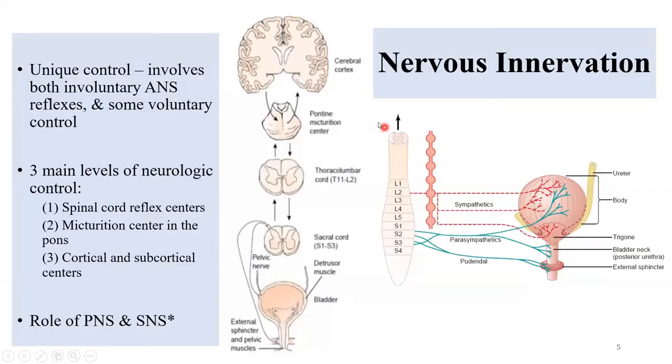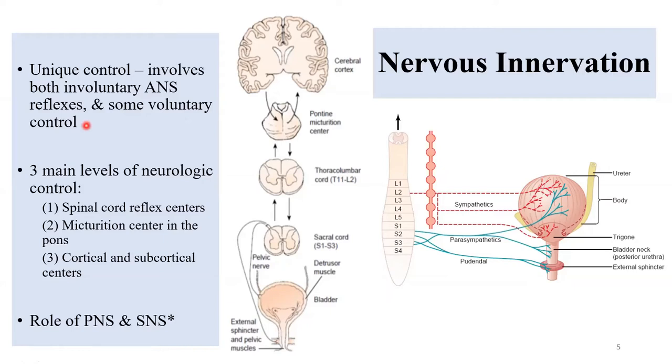Now we talk about the nervous innervation of the bladder, which is a university question as well. The urinary bladder is unique in the sense that its control involves both involuntary autonomic nervous system reflexes, mainly parasympathetic, and on top of that, voluntary control as well, as we all know. Infants don't have it; they develop it when they are potty trained in the first two to three years. They keep wetting their diapers or bedding because they don't have conscious control over their urination. But as they grow and the nerves are myelinated, they get control of their urination, and we'll talk about this in this slide.